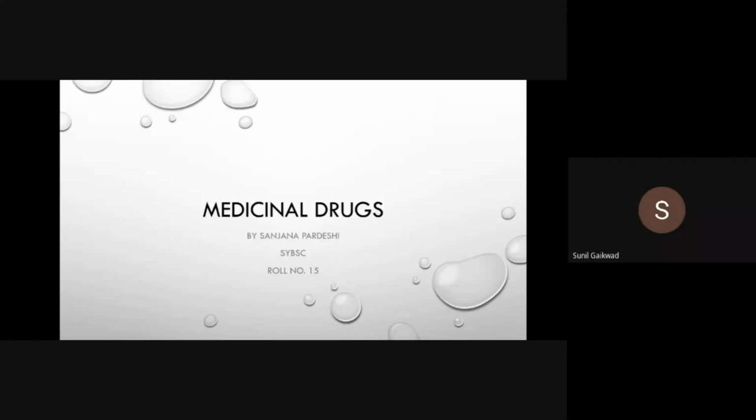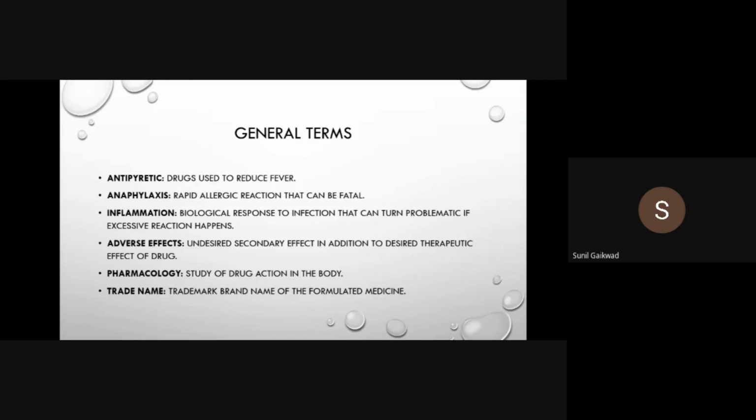My name is Sanjana Pardesi, and today my topic of discussion will be medicinal drugs. So we will be discussing two very common drugs that you can take from a pharmacist's shop without prescription in case of very common types of illnesses or disorders. Let's first focus on some general terms that will come across in this presentation.